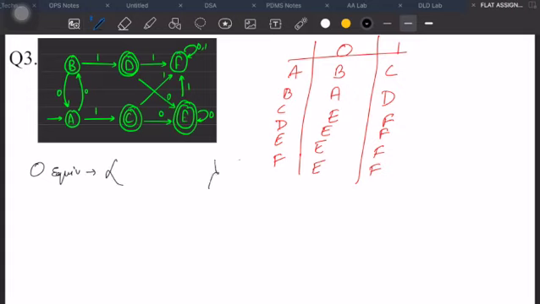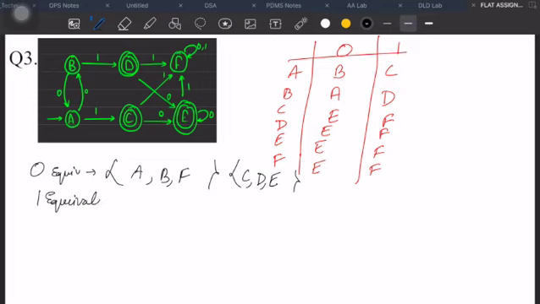So what you have to do is, C, D, E are your final states, and A, B and F are the non-final states. Okay, after this, the first equivalence we have to take.